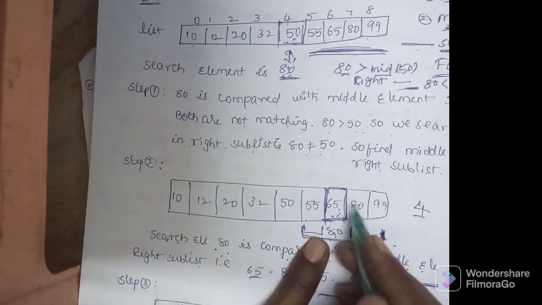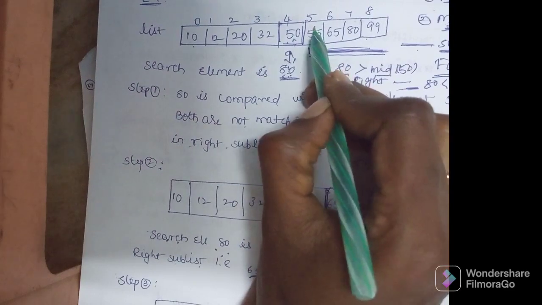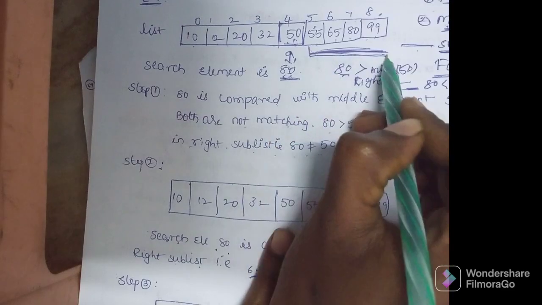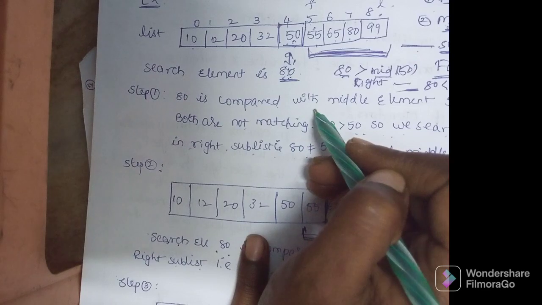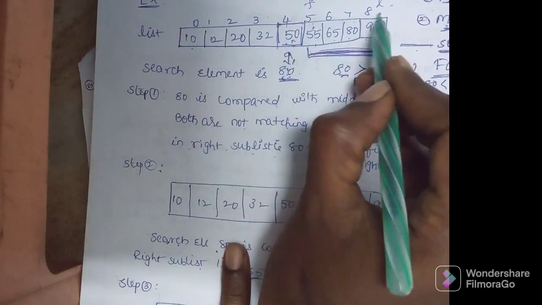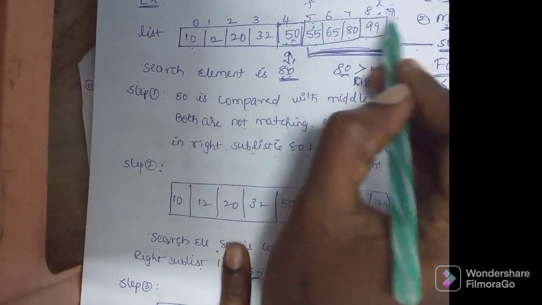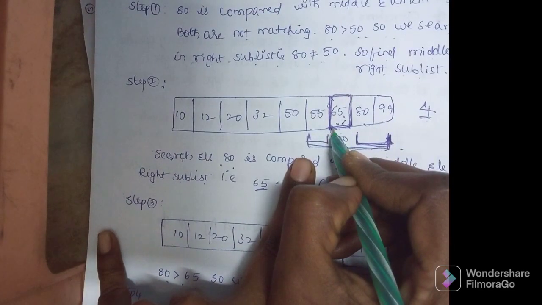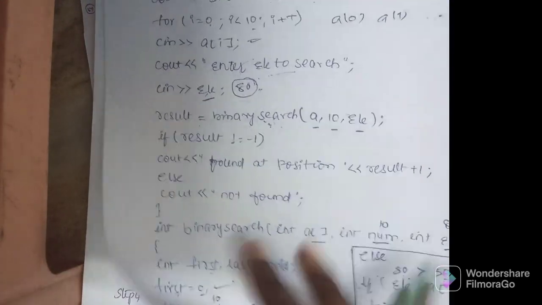Next, we are considering the sublist from the 5th position to the 9th element: 55, 65, 80 and 99 is the sublist. So this becomes first and this becomes last, right? Now 5 plus the 9th position element. The index is 8, but it is the 9th element, the last element. 5 plus 9 by 2 makes 14. Now we are considering the next element as 65. Clear?